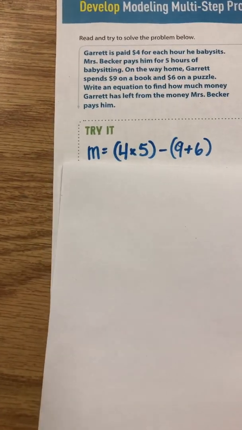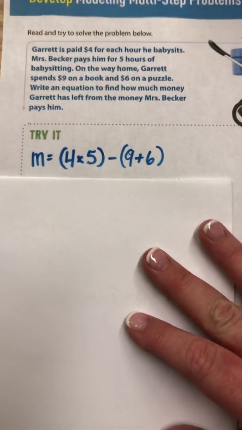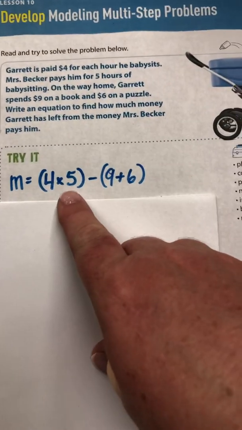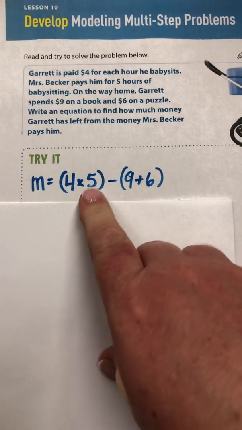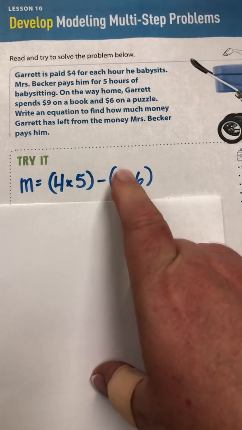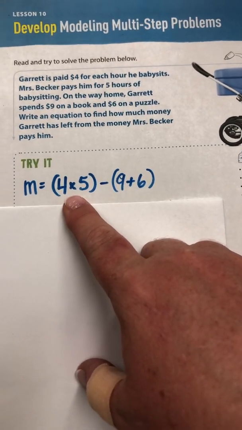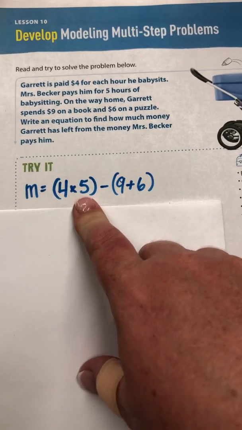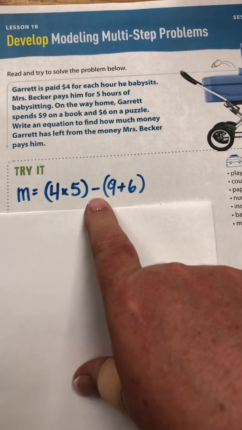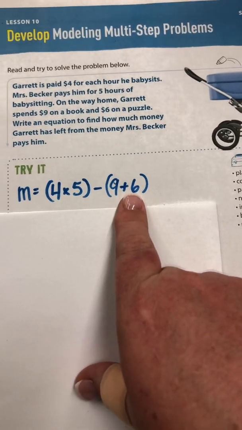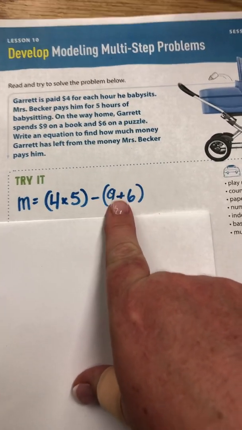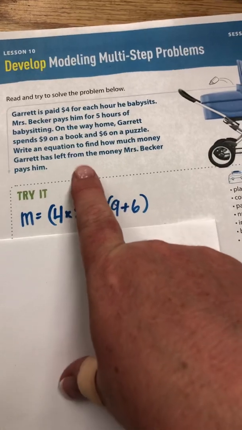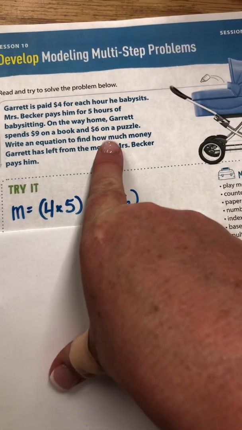So, let's take a look. This first equation I wrote, I just wanted to combine in this parentheses the money he's earned and the money he's spent. Now, notice I'm multiplying 4 times 5 because it was $4 an hour for 5 hours. I'm subtracting because I want to take away the money he spent. But inside the parentheses, I'm adding 9 plus 6 because he spent $9 and $6.